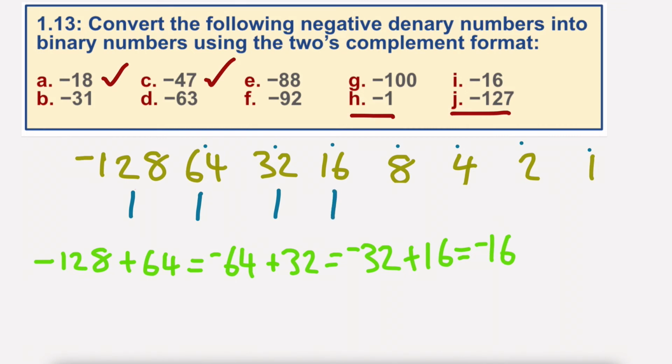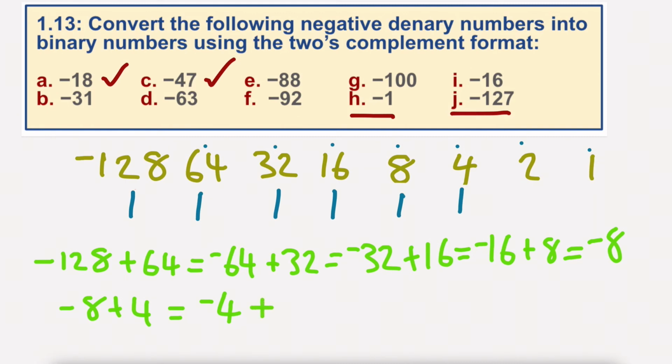Put a 1 in there. Plus 8 equals minus 8. Put that in there. Minus 8 plus 4 equals minus 4. We can put that in there. Plus 2 equals minus 2. Plus 1 equals minus 1. So we need 1 in there. So this gives us the answer to H, which is basically minus 1.